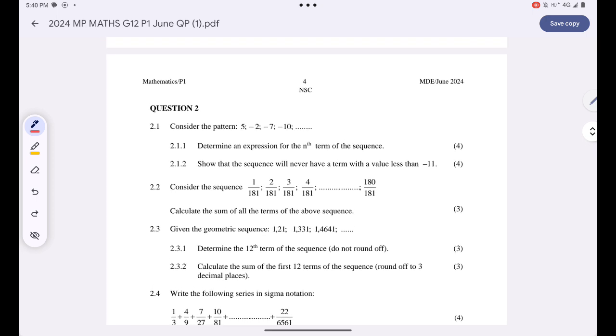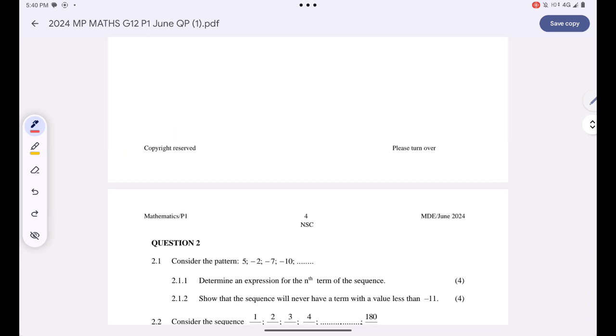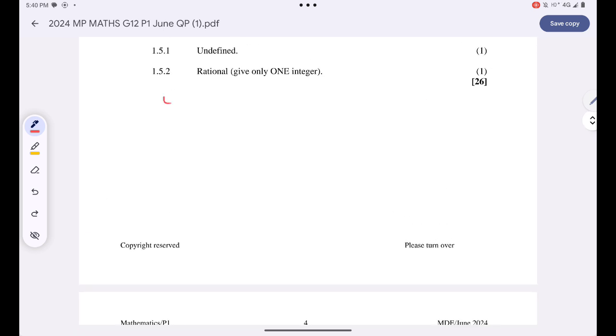Okay, we are told to consider the pattern which is given below. We are supposed to determine the expression of the nth term. Firstly, we are not told whether this pattern is arithmetic, geometric, or quadratic. For us to check, let's write down the terms of this number pattern. I simply have 5, -2, and -7. The last term we are given is -10.